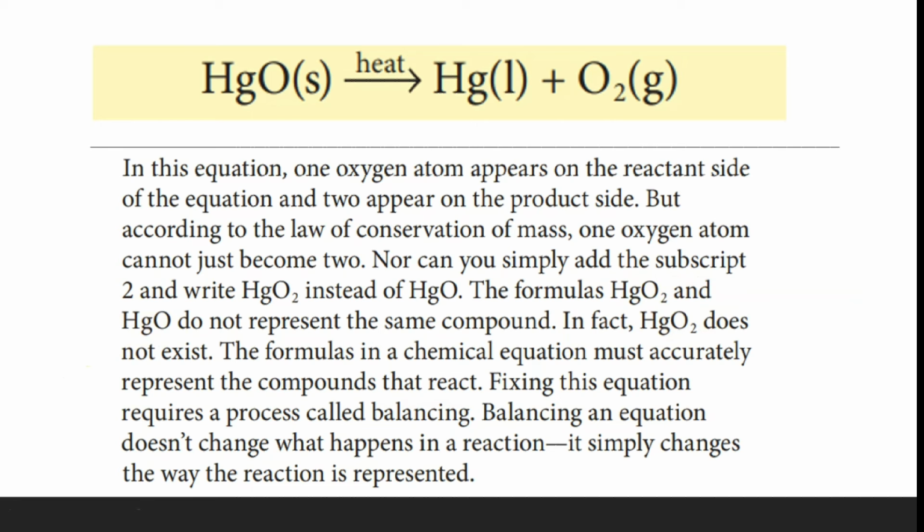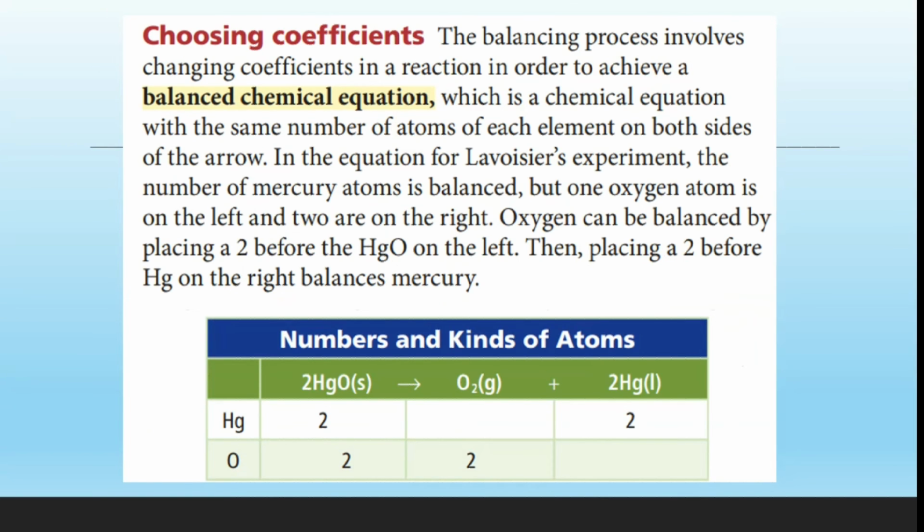Fixing this equation requires a process called balancing. Balancing an equation doesn't change what happens in a reaction. It simply changes the way the reaction is represented. Choosing coefficients. The balancing process involves changing coefficients in a reaction in order to achieve a balanced chemical equation, which is a chemical equation with the number of atoms of each element on both sides of the arrow.